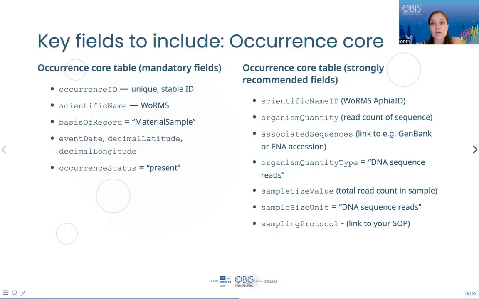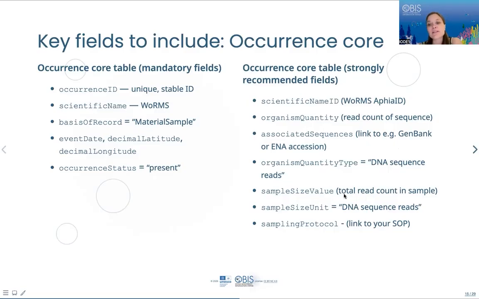And then for the strongly recommended fields, we have the scientific name ID, which comes from that WoRMS database. Organism quantity, so that's the read count of sequences. That's basically the numbers you have in your ASV table. Associated sequences, a link to those raw sequences and where you have shared them. Organism quantity type, this doesn't change. So this is DNA sequence reads. Sample size value is the total read count in the sample.